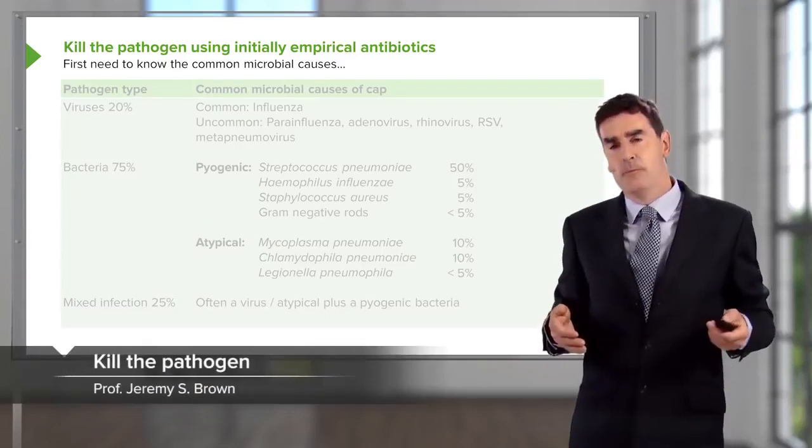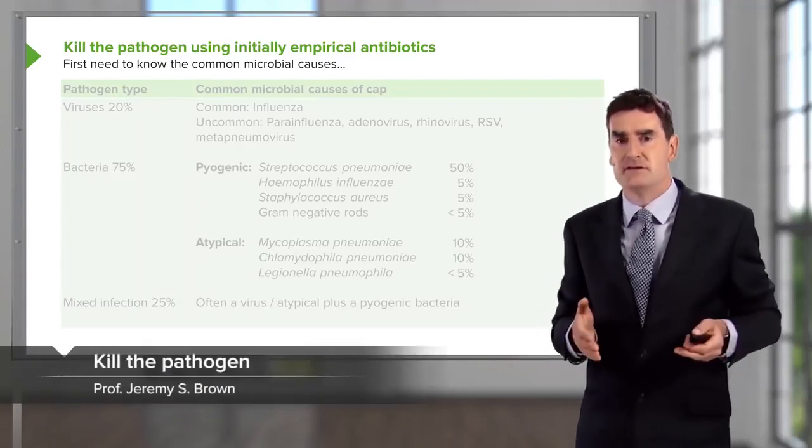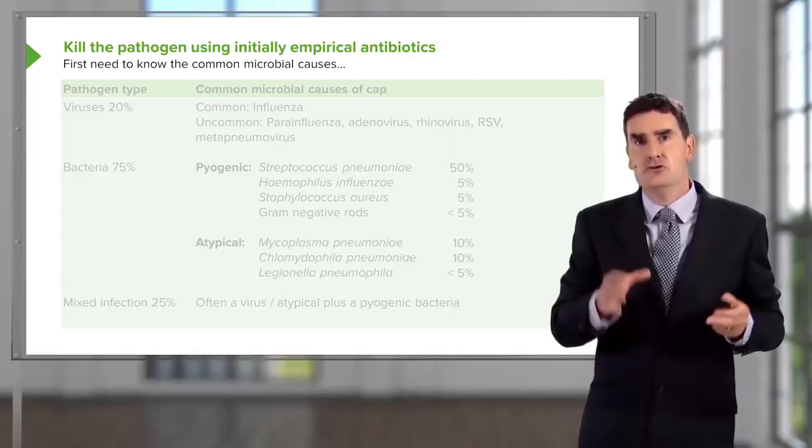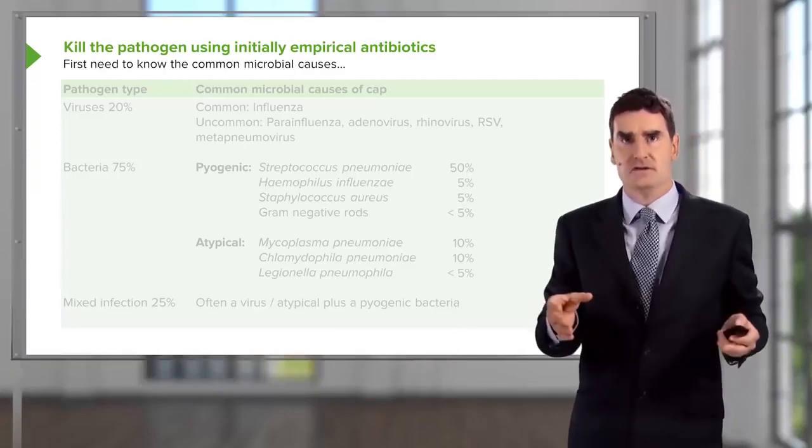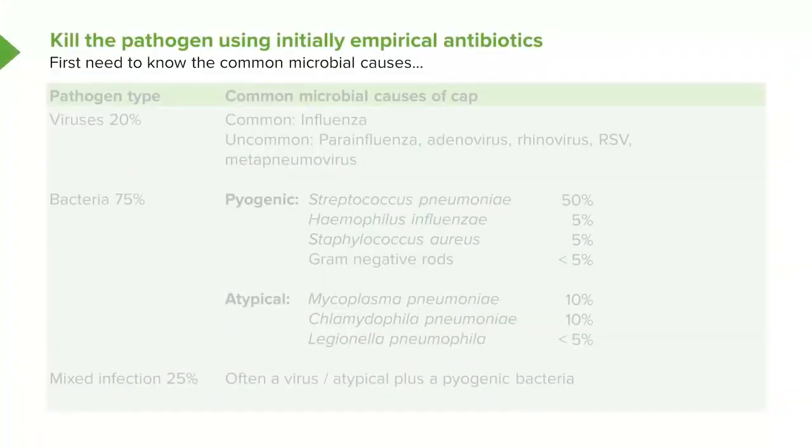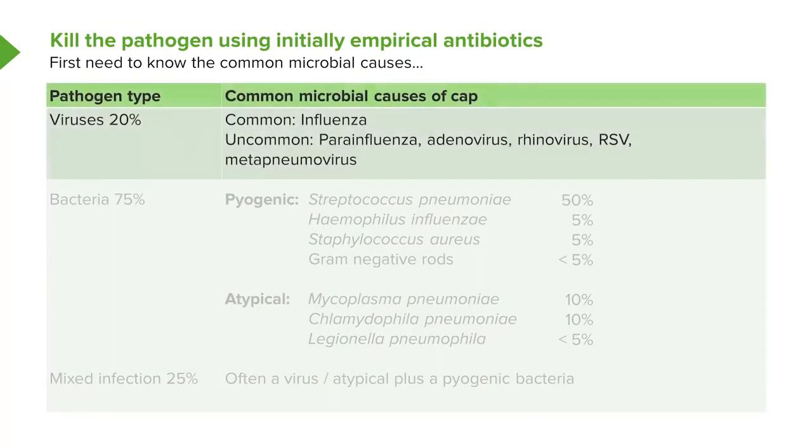Killing the pathogen. Well, when the patient first presents to you with pneumonia, you don't know what the bug is causing that pneumonia. So we treat the patients initially with what we call empirical antibiotics, ones which will cover the common causes of pneumonia. And so to do that, we need to know what the common microbial causes of pneumonia are. And for the industrialized world, these are relatively similar across different countries, and they split down into about 20-25% of cases are just due to viruses.